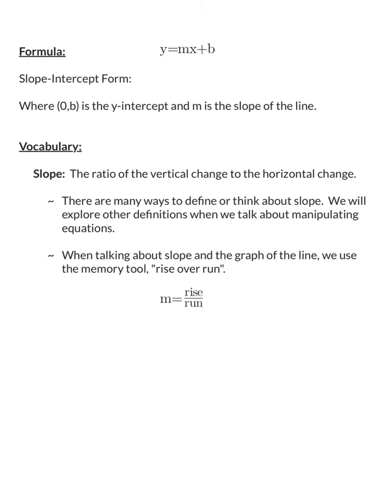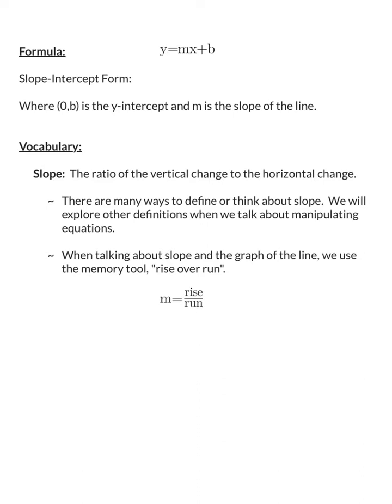So to start off with, what is slope-intercept form? Our formula is y equals mx plus b. Many of you probably remember this formula. It might be the only formula that you remember from math. So what does this tell us? This tells us that (0, b) is the y-intercept and m is the slope of the line.